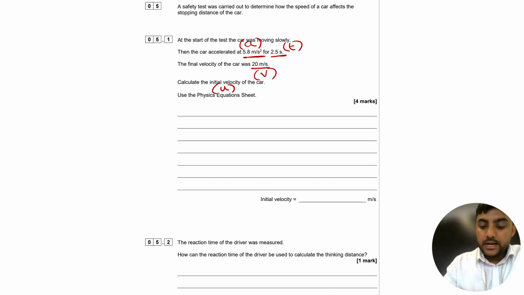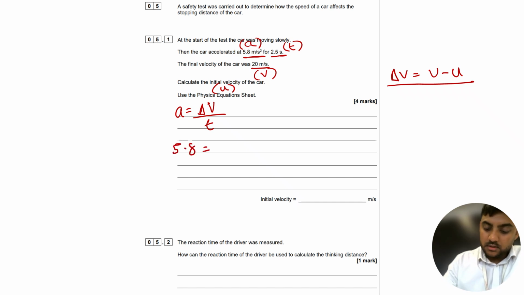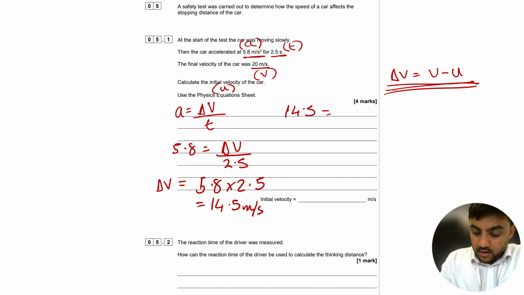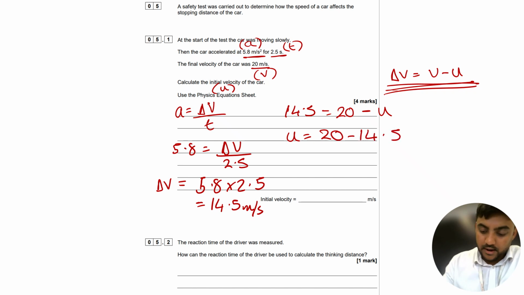Now, use the physics equation sheet. We need to find an equation that links acceleration, change in velocity, and time. So acceleration is equal to change in velocity divided by time taken. Change in velocity is equal to final velocity minus initial velocity. So we can use that at a later time. So 5.8 is equal to change in velocity divided by 2.5, which gives us change in velocity being 5.8 times 2.5, which is 14.5 meters per second. Now, change in velocity, 14.5, is equal to final velocity, which is 20, minus initial velocity. Therefore, initial velocity is 20 minus 14.5, which gives us 5.5 meters per second. And that's what we write here.